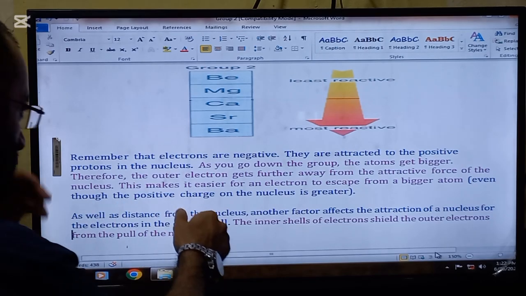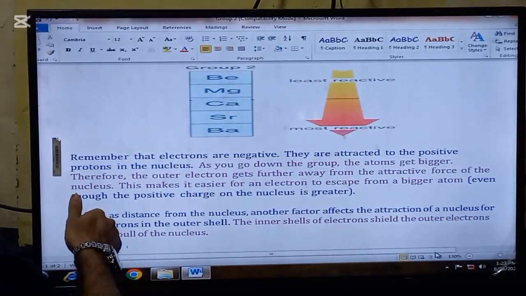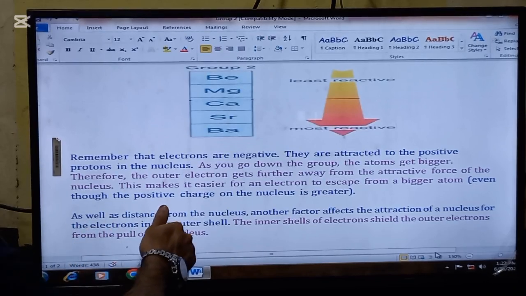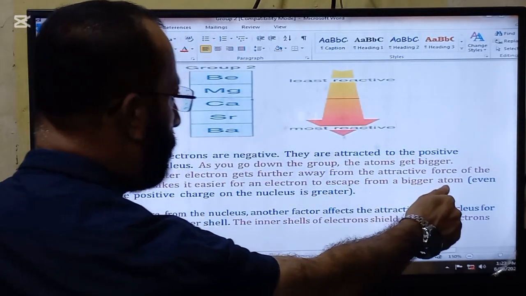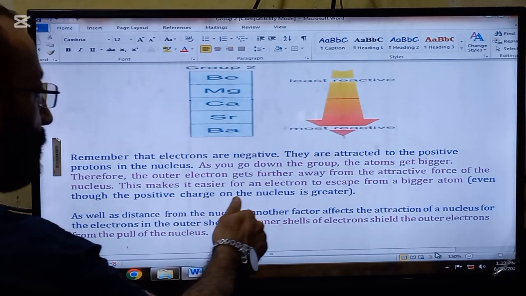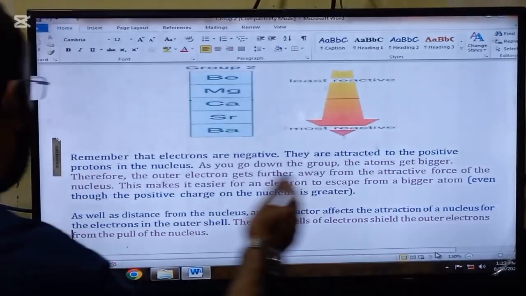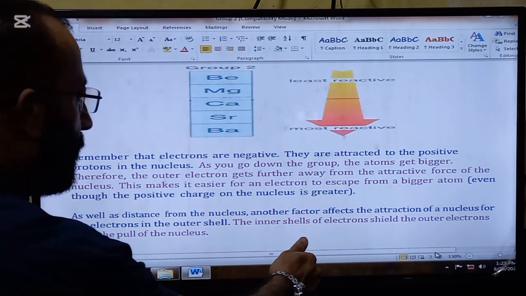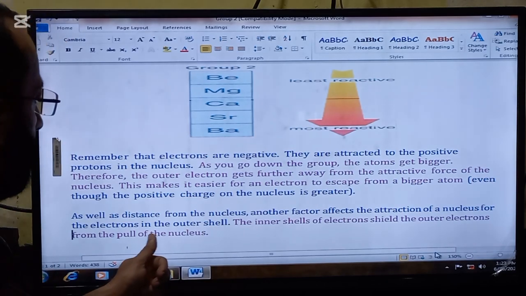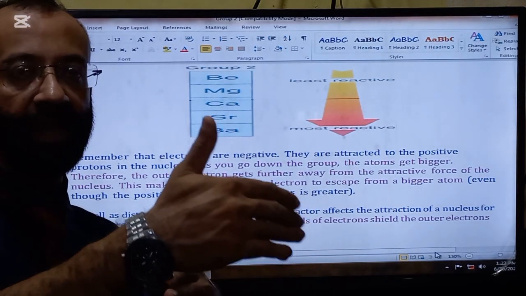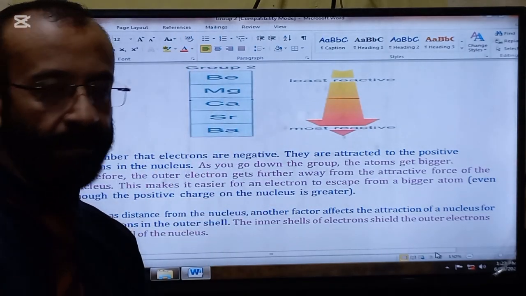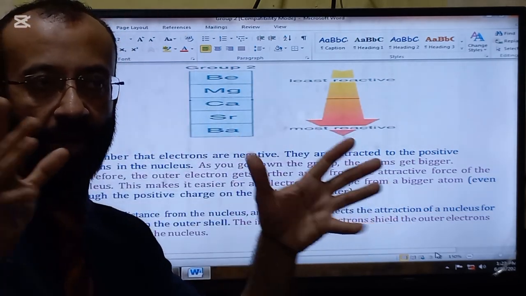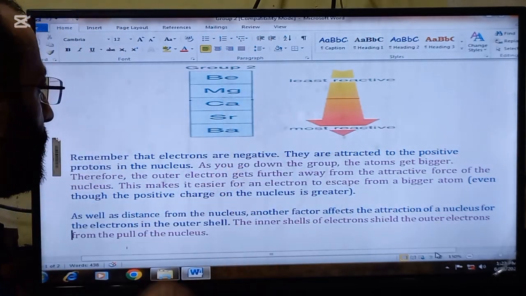The reason is, remember that electrons are negative. They are attracted to the positive protons in the nucleus. As you go down the group, the atoms get bigger. Therefore, the outer electrons get further away from the attractive force of the nucleus. This makes it easier for an electron to escape from a bigger atom, even though the positive charge on the nucleus is greater. So there are two reasons. The distance also matters, because as the distance increases, the electrons escape more easily. And the second is that the force of attraction between the nucleus protons and the outermost electrons becomes weaker because of the distance. So these are two reasons.